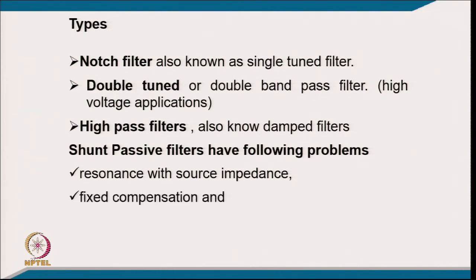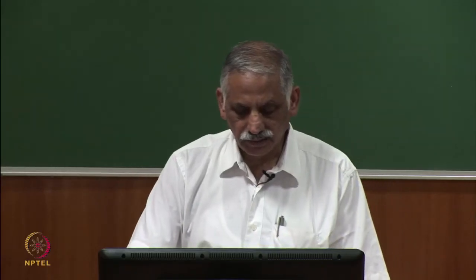and you have to design in a manner that there is no resonance with the supply impedance. We also have fixed compensation typically. Fixed compensation in the sense that once you have designed for a particular reactive power, it can give only that much reactive power, and it can only draw that much harmonic current for which it is designed, and then there is poor power factor at light load. This is very interesting because you are designing this passive filter for a particular reactive power corresponding to the full load.